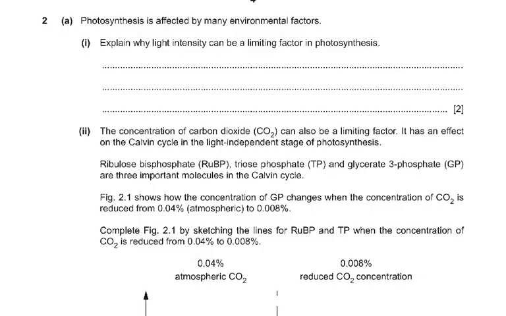Question number 2, photosynthesis is affected by many environmental factors. Explain why light intensity can be a limiting factor in photosynthesis. 2 marks. Why do we need light? Light intensity, more light, less light. Why? Because the light energy of the photons causes the excitation of electrons for the light dependent stage. And why do we need the light dependent stage? Because it makes reduced NADP and ATP. And also light is needed to open the stomata for carbon dioxide to enter.